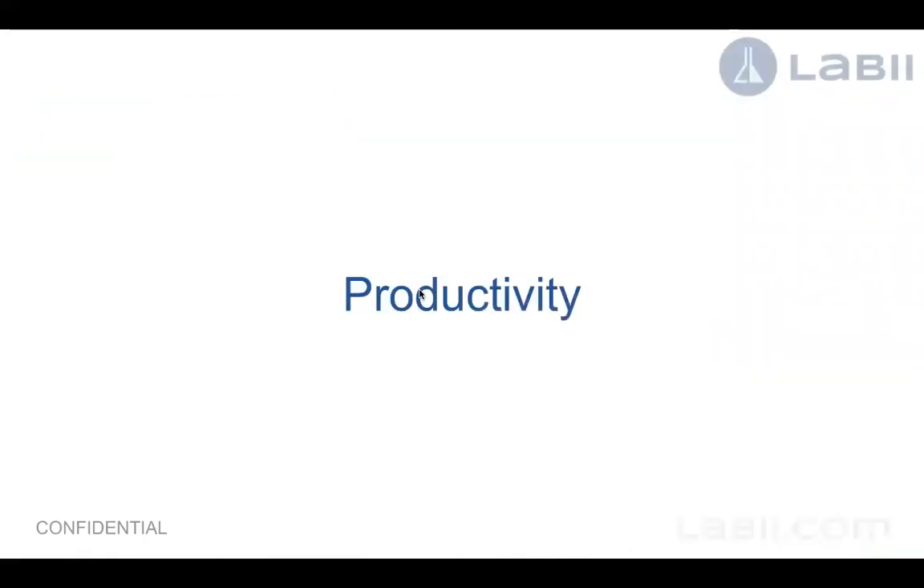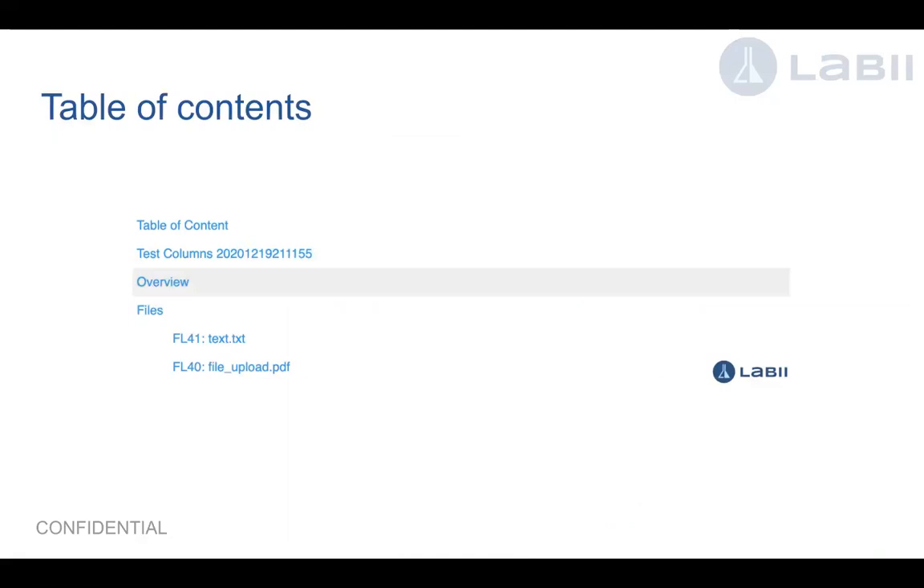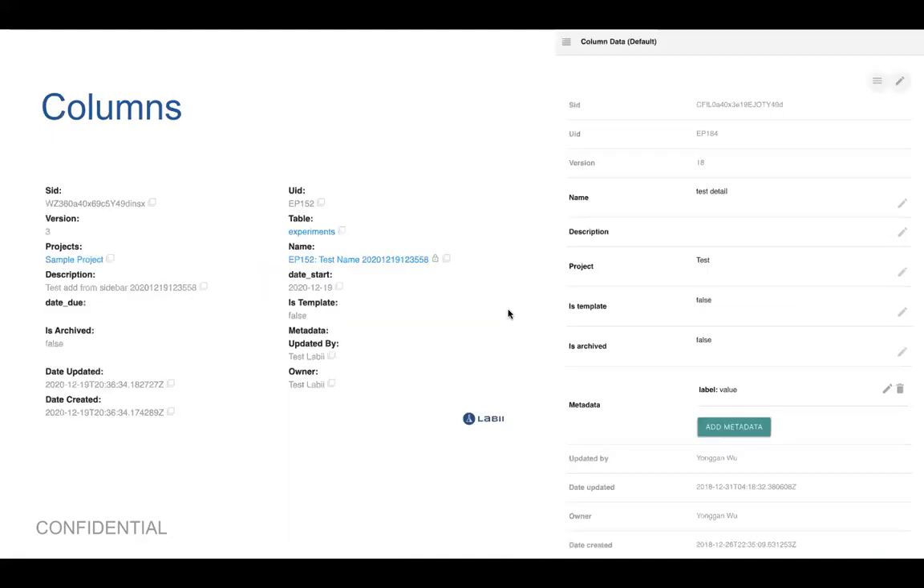And then moving on, the second category is about productivity. The first one is that you can insert a table of contents. Some of the testing will contain a lot of sections, so if you have a table of contents, it's always clickable to help you find the particular file you want to find. And the second one is about column. You can use this column to display any column data for any record.